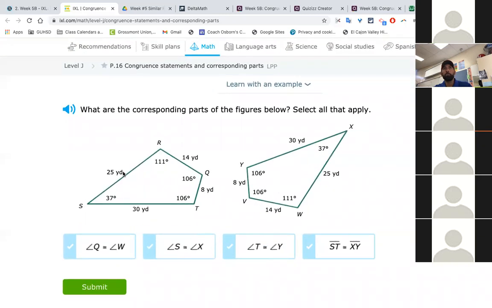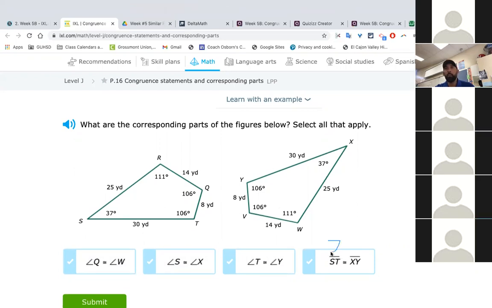All right, so what you're doing is you've got to figure out the corresponding parts in the figure. Select all that apply, and select all that actually are congruent, because not all of them may be true. Here I would start with this one. And remember, this little symbol just means angle. And if you see a line over the top, like this one over here, then that just means a segment or a line or side.